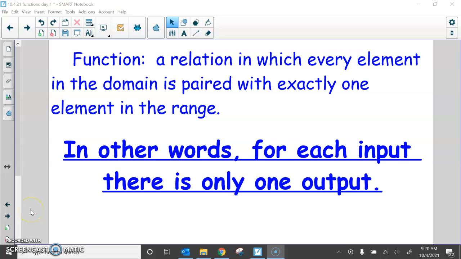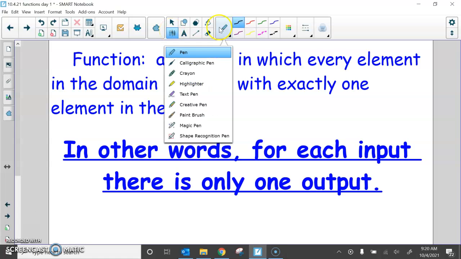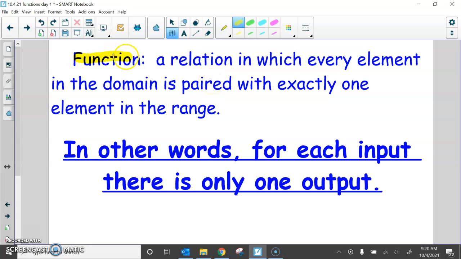Hey guys, so today we are going to be learning about functions. So a function is a relation in which every element in the domain is paired with exactly one element in the range. So that's really important. In other words, for each input, there's only one output.